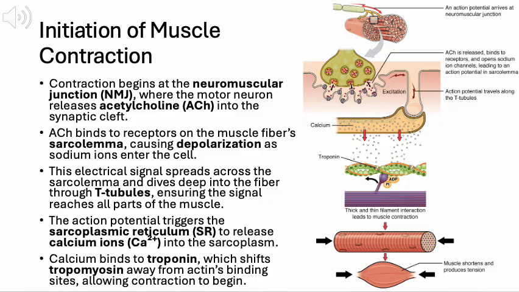The process of contraction begins when a motor neuron releases the neurotransmitter acetylcholine at the neuromuscular junction. This chemical binds to receptors on the muscle fiber's membrane, or sarcolemma, causing sodium ions to enter the cell and depolarize the membrane. The electrical signal rapidly spreads across the sarcolemma and into the T-tubules, ensuring the signal reaches deep into the fiber. This triggers the sarcoplasmic reticulum to release calcium ions into the sarcoplasm. Calcium then binds to the protein troponin, which shifts tropomyosin away from actin's myosin-binding sites. With the actin sites exposed, the conditions are set for contraction to begin.